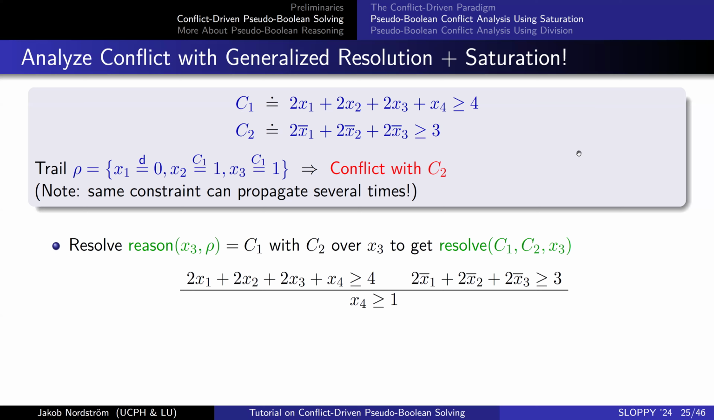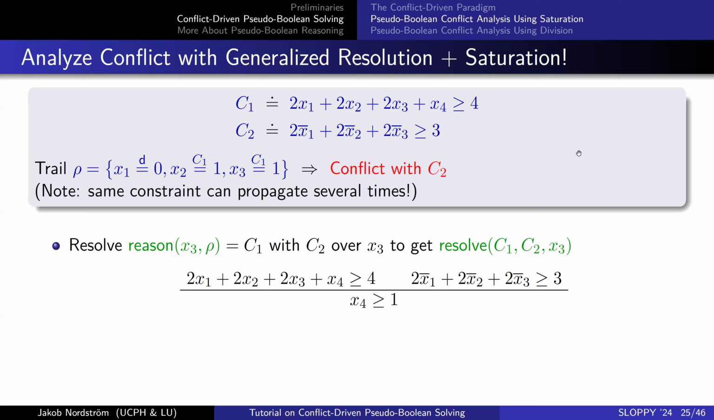We pick out the reason. The reason is C1, and we should resolve it with the conflict C2 over the propagated variable x3, because this is what conflict analysis does. And we're in luck because x3 appears with the same coefficient, so we don't need to do any least common multiple computations. We just add these up. And when the dust settles, we derive x4 greater or equal 1. This is the first step of our conflict analysis. Are we happy with this?